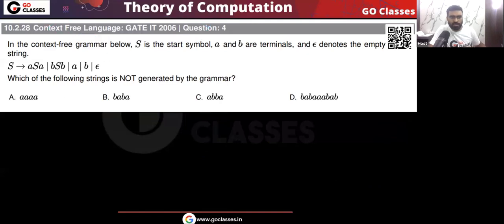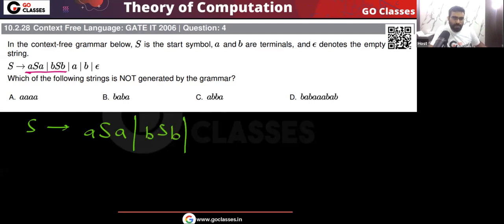Okay, now let's solve this question. This is a GATE 2006 question. This is also based on the same palindrome language. Here you can notice this ASA and BSB will give you palindromes, and this will give you all palindromes. Is this clear? I told you that S goes to, if you start with A, you should end with A. If you start with B, you should end with B. Now remember, if you see this epsilon, it will give you even palindromes. And if you put A or B, these will give you odd palindromes.